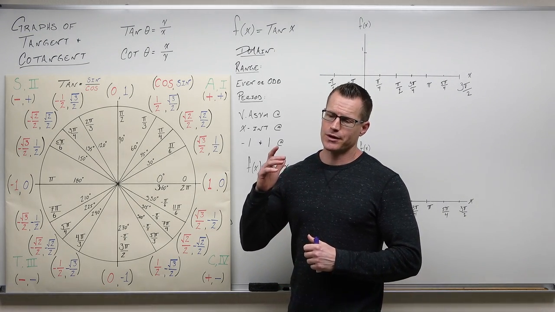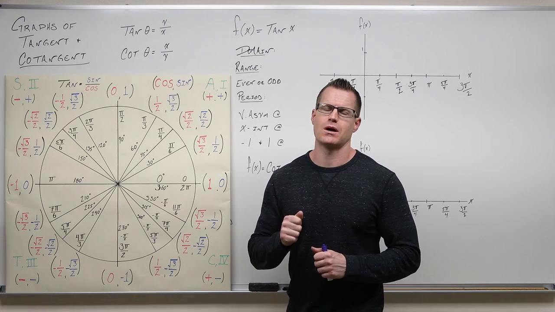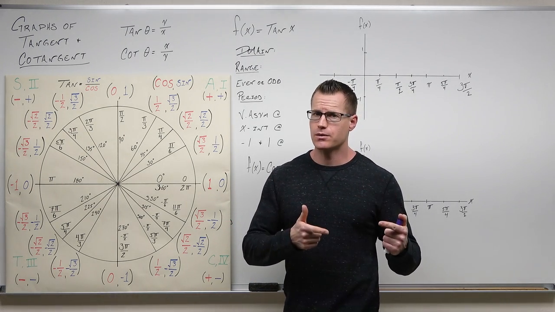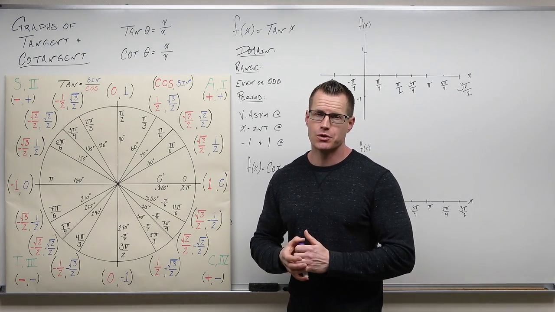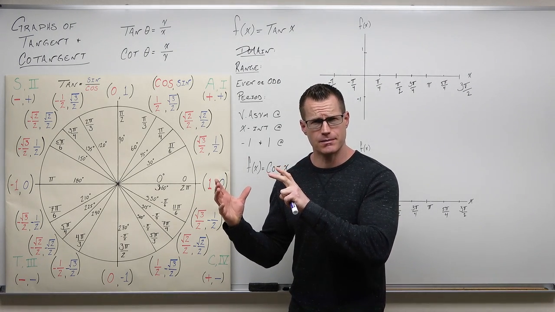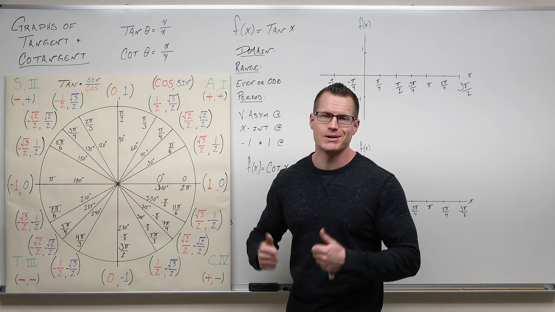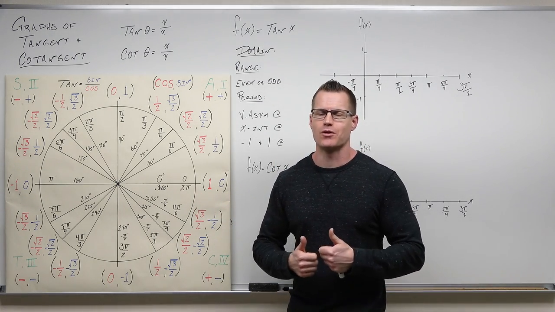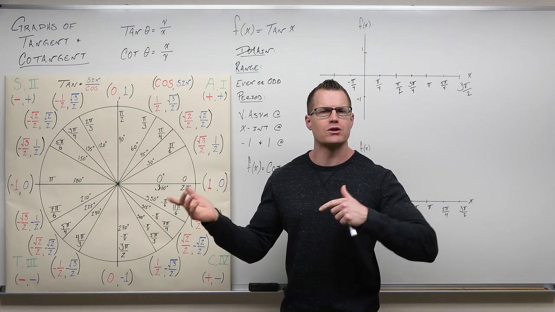So in this video, we're going to talk about the graphs of tangent and cotangent, much like we talked about the graphs of sine and cosine, and then another video on how to transform those. And we're going to do the same thing here. We're going to discuss in this video where tangent and cotangent come from graphically. So back to the unit circle, we're going to take a look at that and see where these points come from, why tangent and cotangent look the way that they do. Then in the next video, we're going to shift them around.